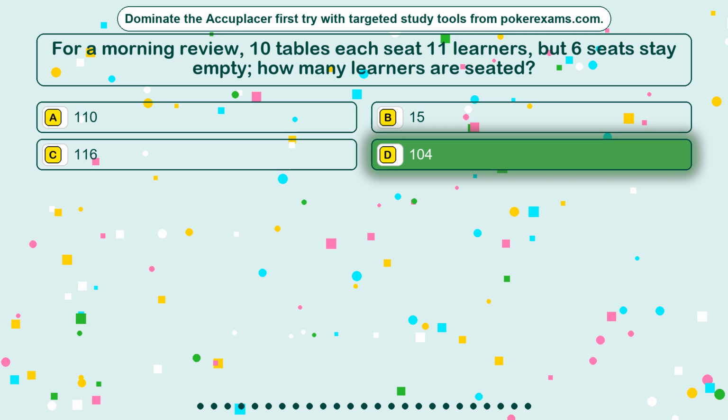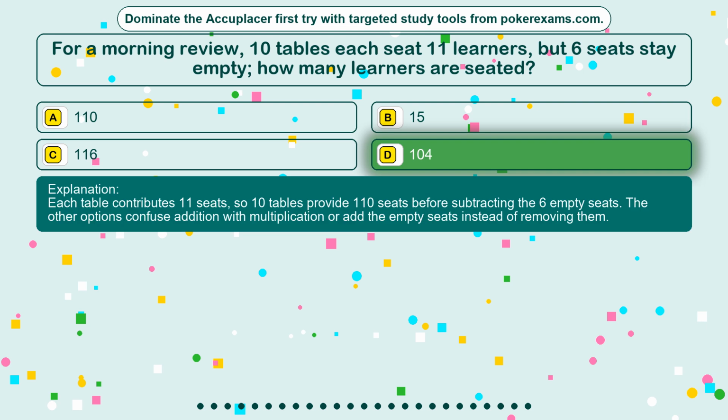The correct answer is option D, 104. Each table contributes 11 seats, so 10 tables provide 110 seats before subtracting the 6 empty seats. The other options confuse addition with multiplication or add the empty seats instead of removing them.